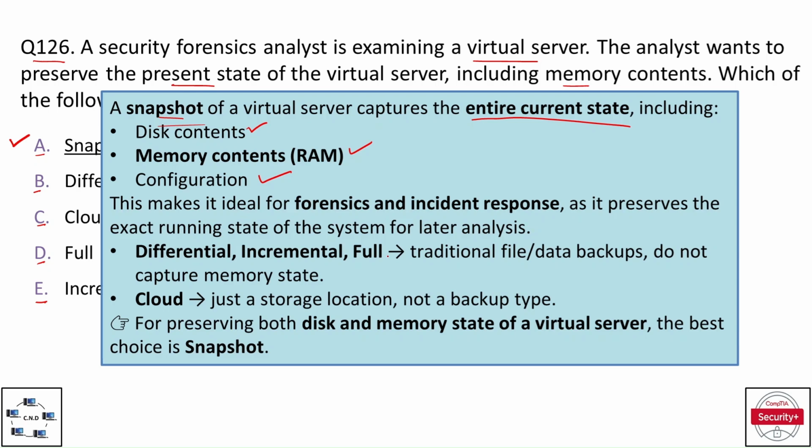Differential, incremental, and full backups are traditional file and data backups and do not capture memory state, while cloud is just a storage location, not a backup type. So, for preserving both disk and memory state of a virtual server, the best choice is snapshot.